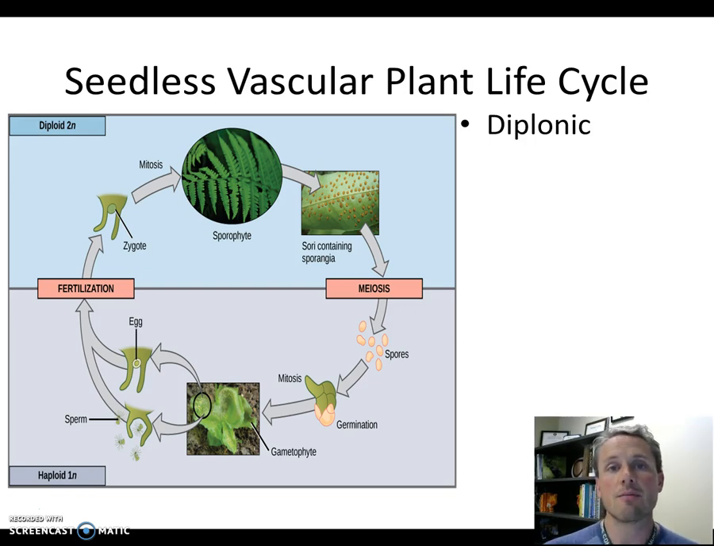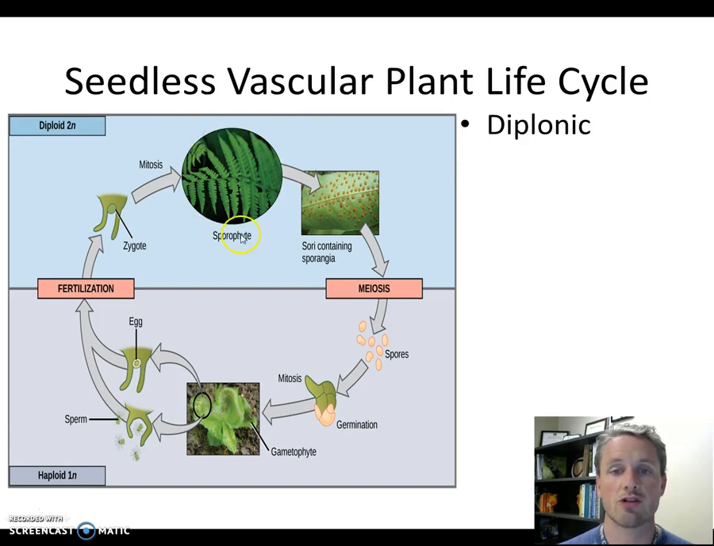All right, let's think about the second group of plants that we're studying. This group is the seedless vascular plants. So let's first assign the name based on which generation of the plant is the dominant form. And in this plant, we're going to call them diplonic. That means the diploid form is the dominant form, and that means the sporophyte is the dominant form.